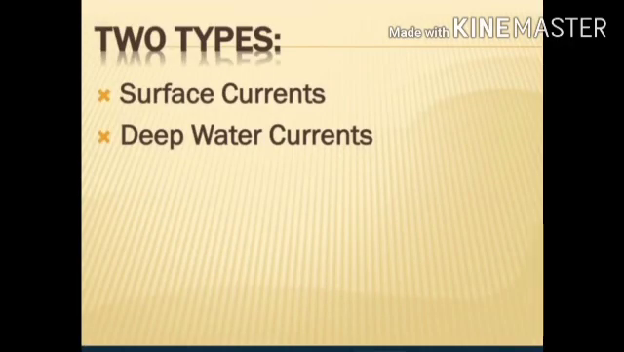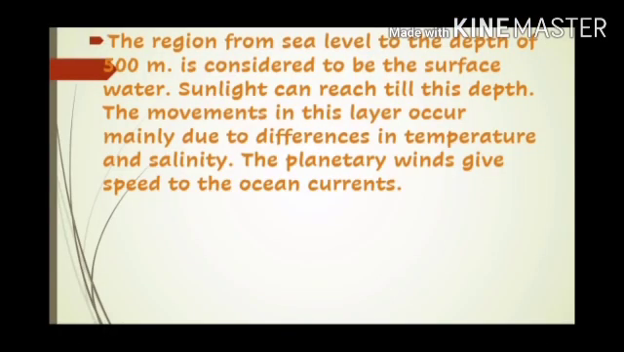Ocean currents are of two types, surface currents and deep water currents. Surface currents means the top part and deep means the bottommost part of the ocean. The region from sea level to the depth of 500 meters is considered to be the surface water. Yes children, how much distance is covered under surface water? 500 meters, because sunlight can still reach this depth.